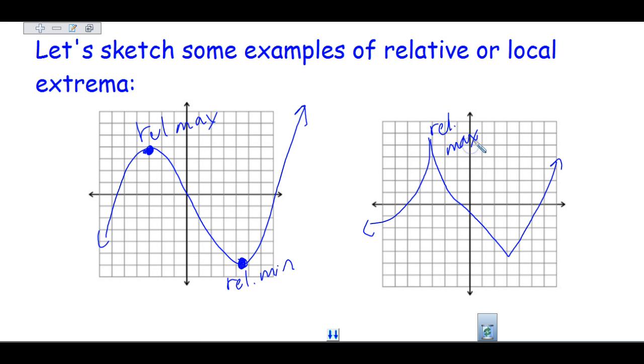It's a high point in relation to the points around it. This is a low point in relation to the points around it. So just so that you have an idea of perhaps what to expect from different functions.